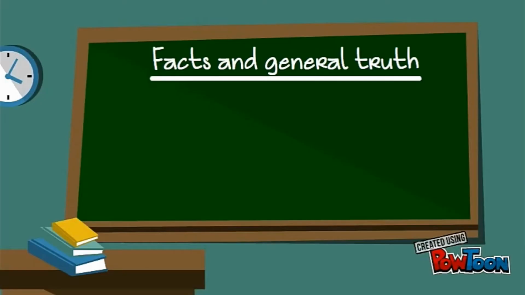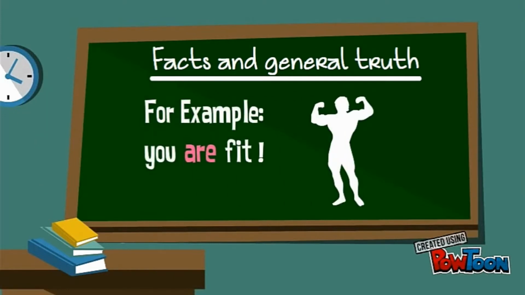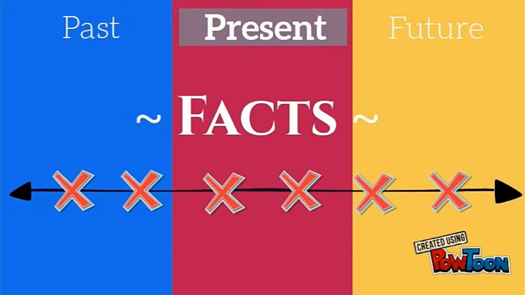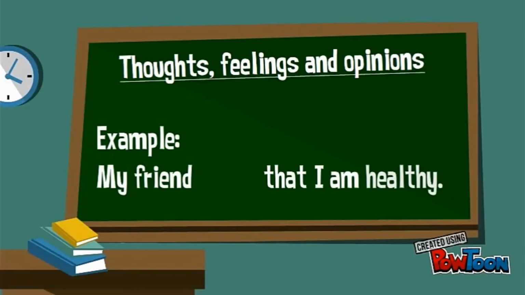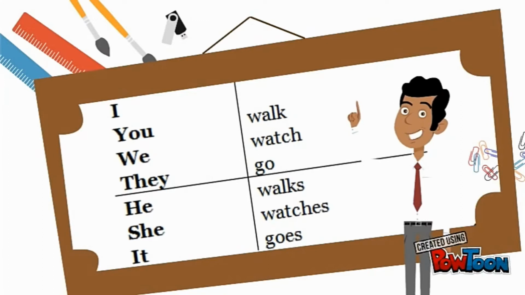Next we have facts and general truth. For example, you are fit. What is that? It is a fact about you. Just like that, the stars are twinkling in the night. It is a fact, so it will be indicated by a present tense only. Next we have thoughts, feelings and opinion about someone. For example, my friend thinks that I am healthy. Here, whatever he thinks about me, it is his opinion.